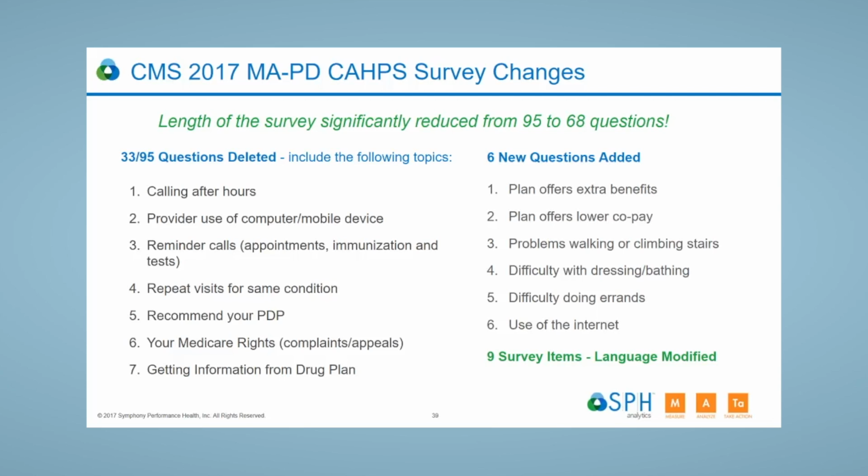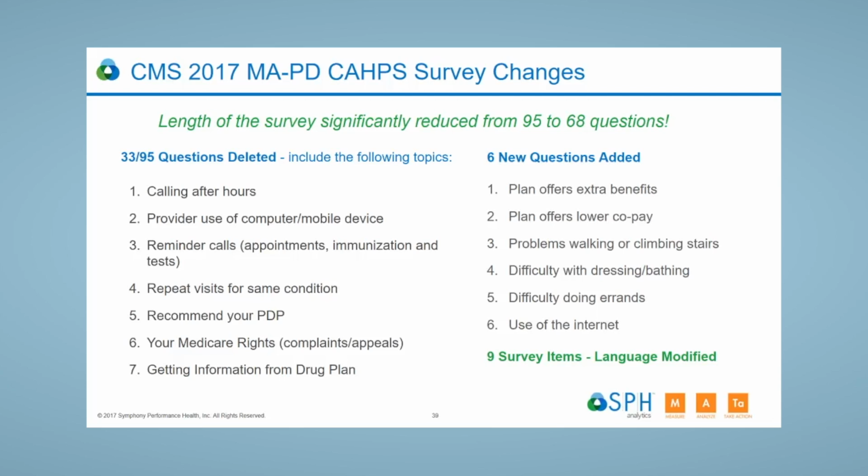So they took away many questions. They did add a few questions to the survey tool. You can see that they added 6 questions about topics concerning extra benefits, co-pays, and then some activities of daily living. Questions addressing things like issues with walking or climbing stairs, dressing, bathing, doing errands, and then use of the internet.